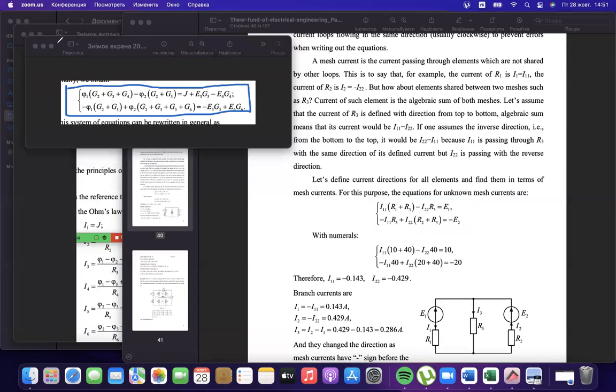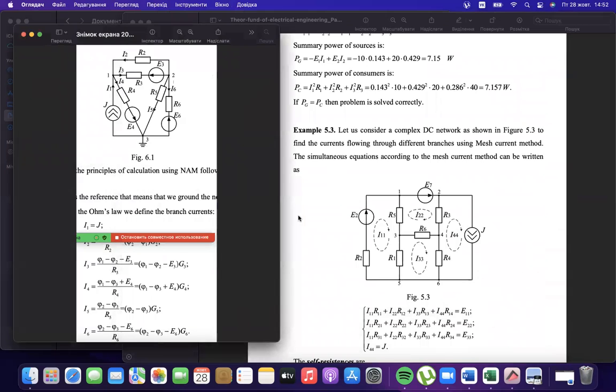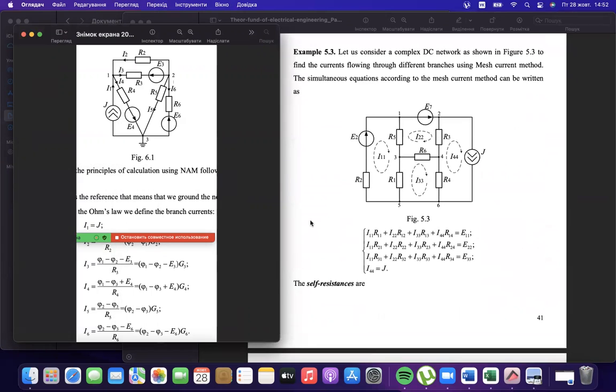In which case will the method be better for implementation? It depends how many nodes and how many branches or meshes you have. Because every example you could solve using either mesh currents or nodal voltages, depending on how many equations inside the system you will obtain. For example, let's look at example 5.3. We have 4 meshes.